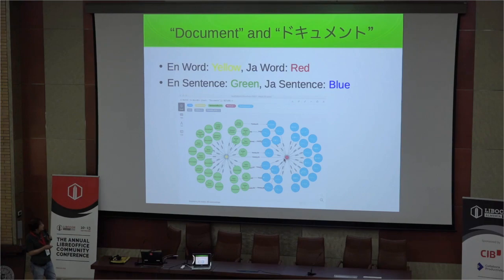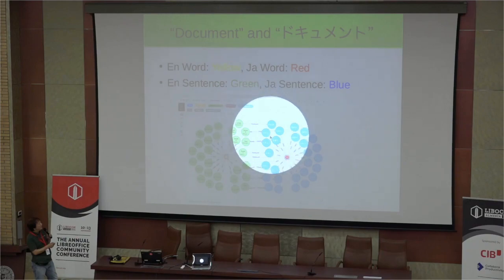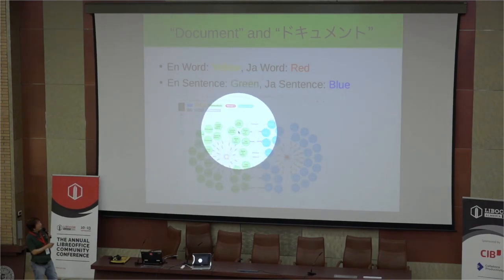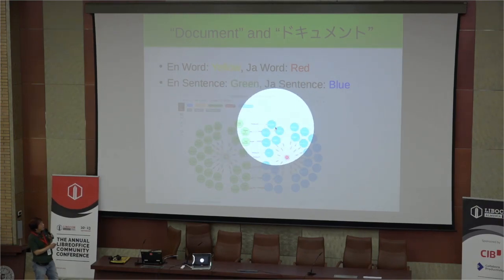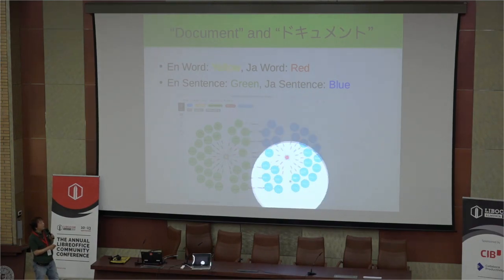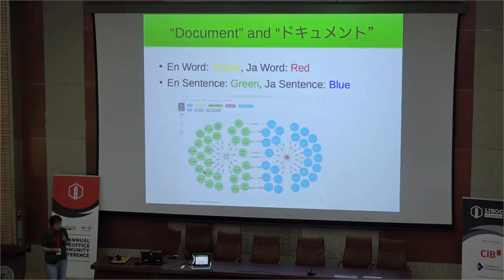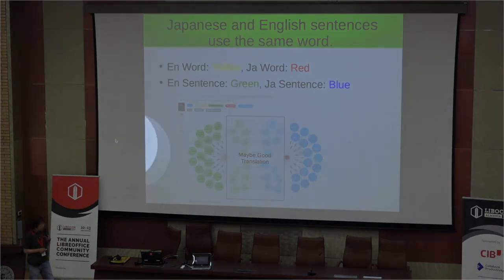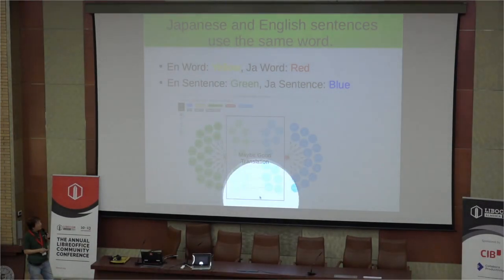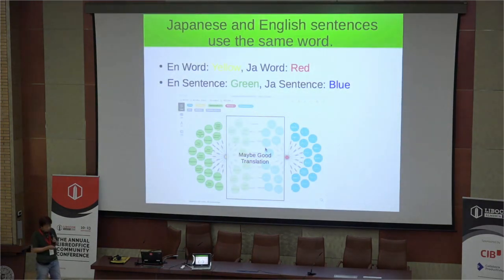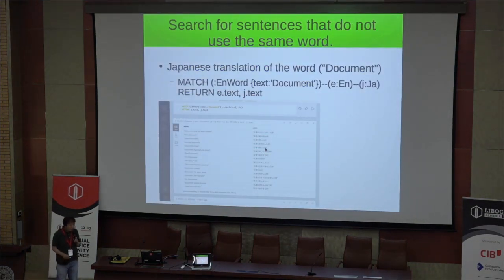So you will see some strange graph pattern. This is connected. This sentence, English sentence, connected to a Japanese sentence, but these are not connected. Maybe this area is a good translation, I think. So I search for sentences that do not use the same word.